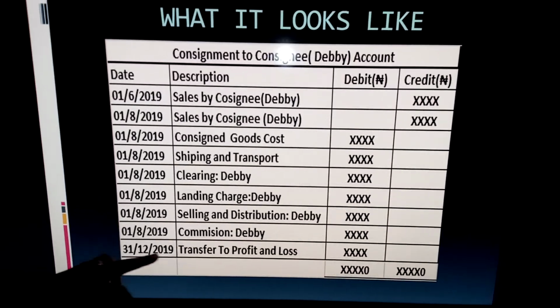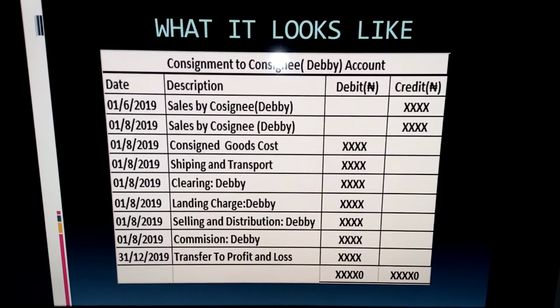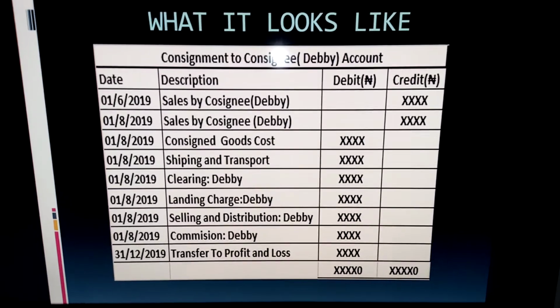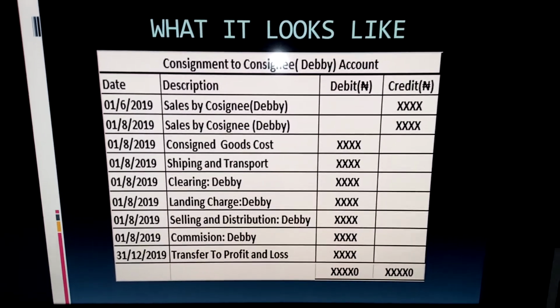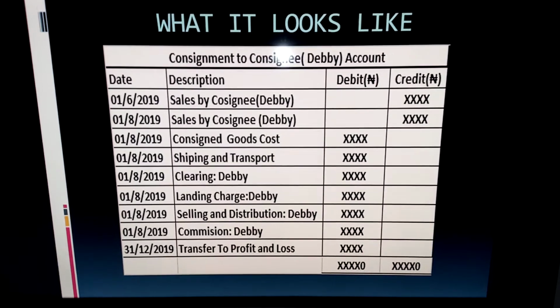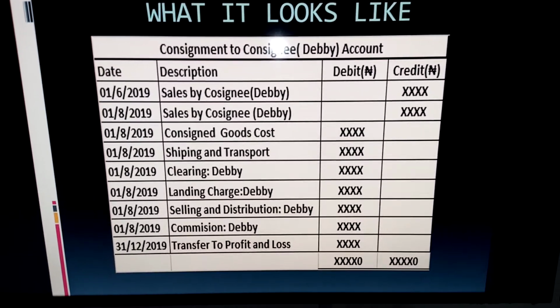Whatever we get will be the profit that we're going to transfer to the general profit and loss account. Remember, I told you that the business has its own activity, so it prepares its general profit and loss account. But for the consignment, we must know the profit made on the consignment, so that is what goes to the general profit and loss account.